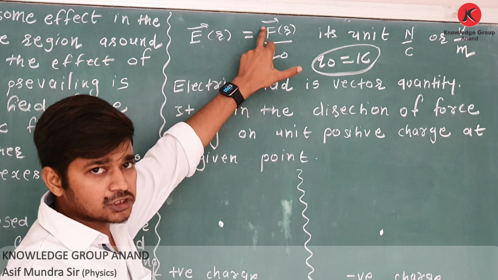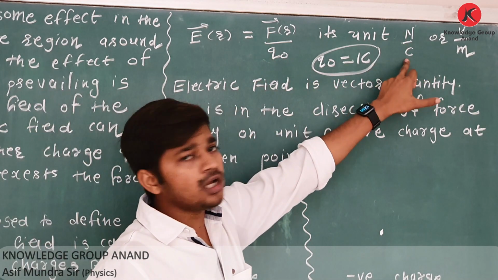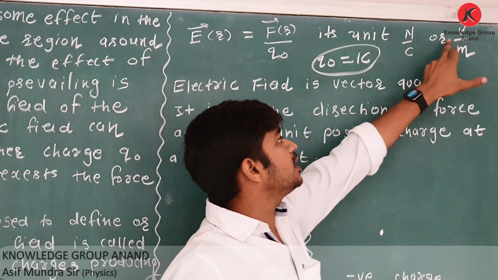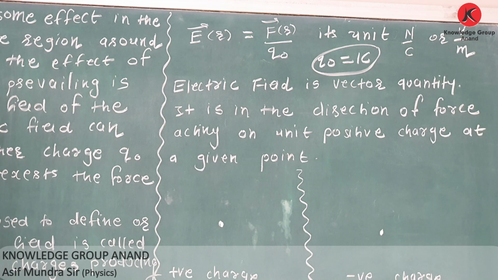What is the unit of force? Newton. What is the unit of charge? Coulomb. So the unit is Newton per coulomb, or another unit is volt per meter. That we will see in the second chapter.